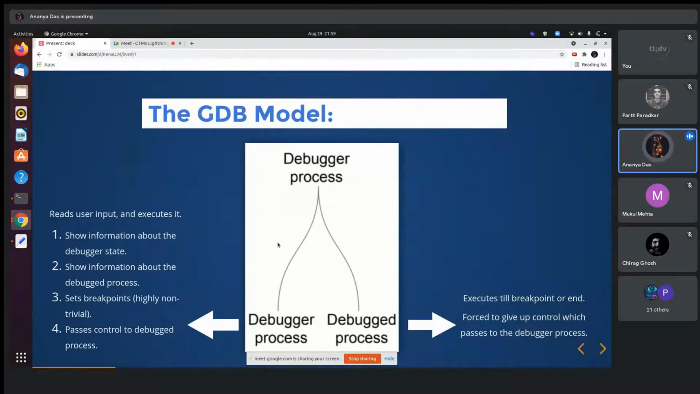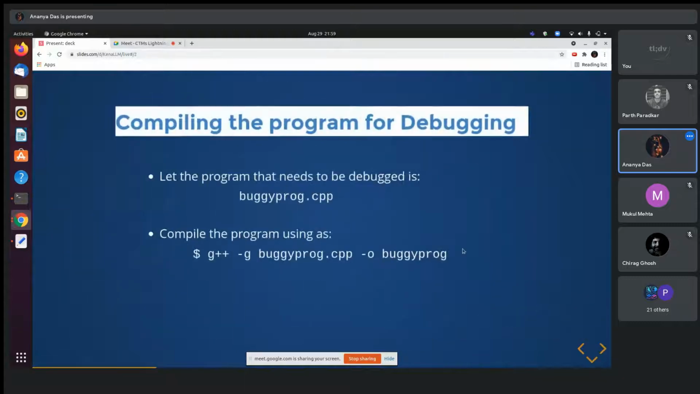So the debugger and debugged processes execute in an interleaved manner, passing control to each other until the process ends. So that's the big picture. Now I'll go through some basic commands of GDB, their functions and associated syntax, and then I will debug a very small simple program called buggyproc.cpp using these commands.